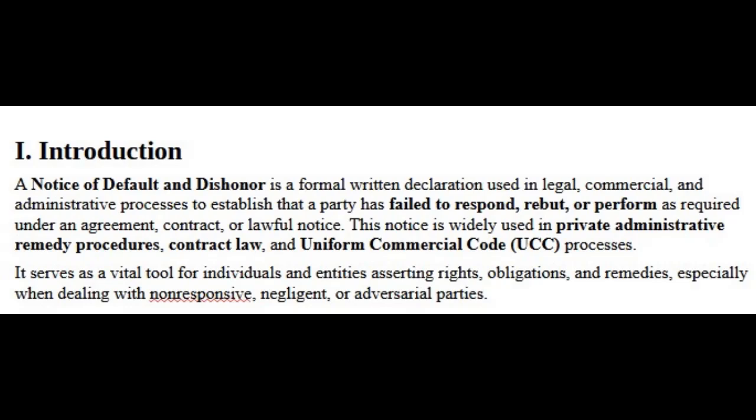This notice is widely used in private administrative remedy procedures, contract law, and Uniform Commercial Code (UCC) processes. It serves as a vital tool for individuals and entities asserting rights, obligations, and remedies, especially when dealing with non-responsive, negligent, or adversarial parties.